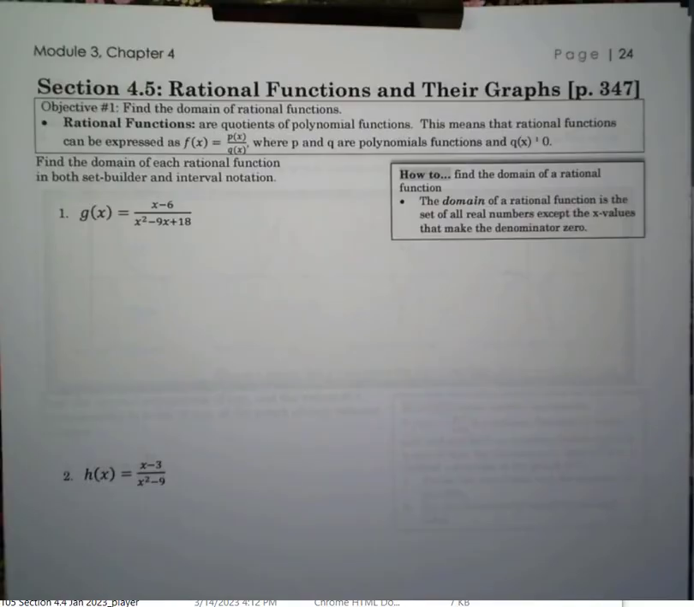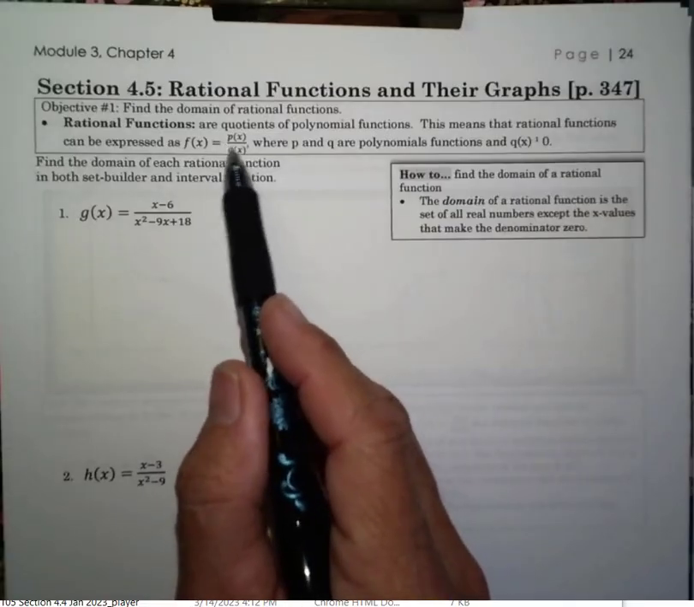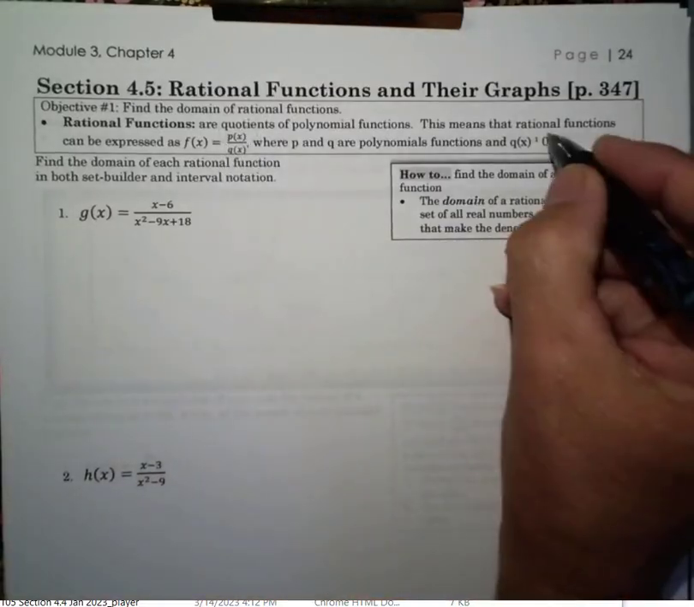Section 4.5 is talking about rational functions and their graphs. And remember, rational functions are going to look like fractions. They're really quotients, which are division problems, right? But they're going to look like fractions to us. And that means we'll have a polynomial in the numerator, or a polynomial in the denominator, and that denominator, the polynomial here, cannot be equal to 0.